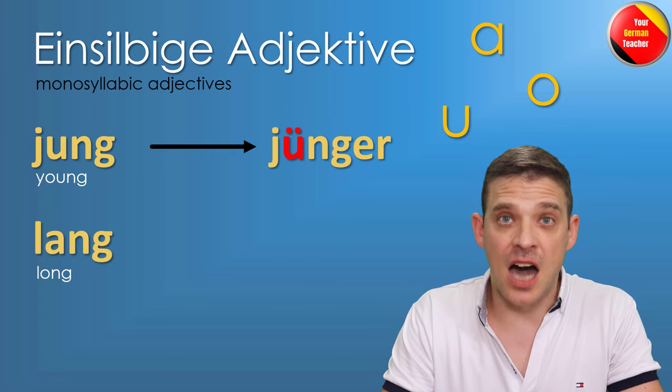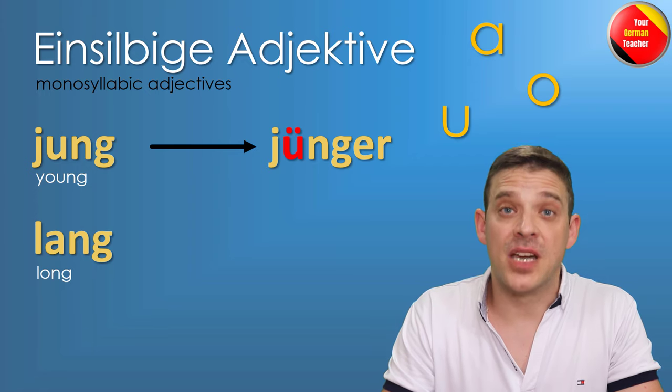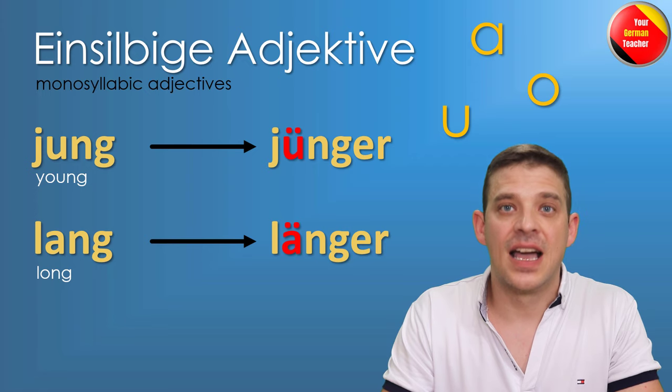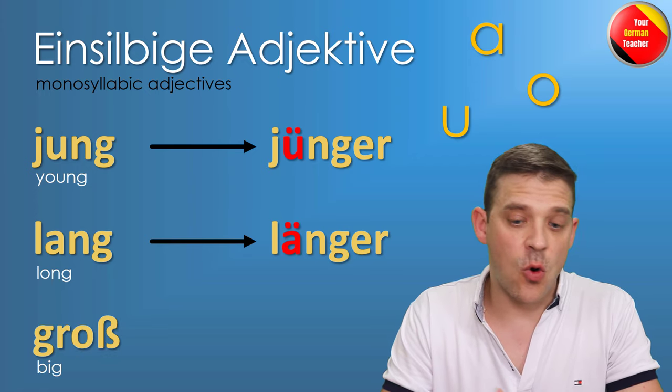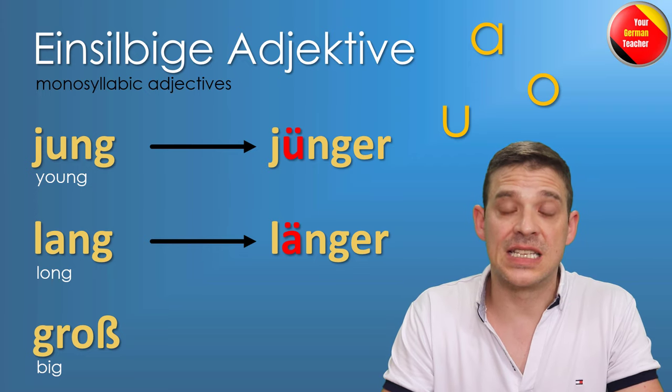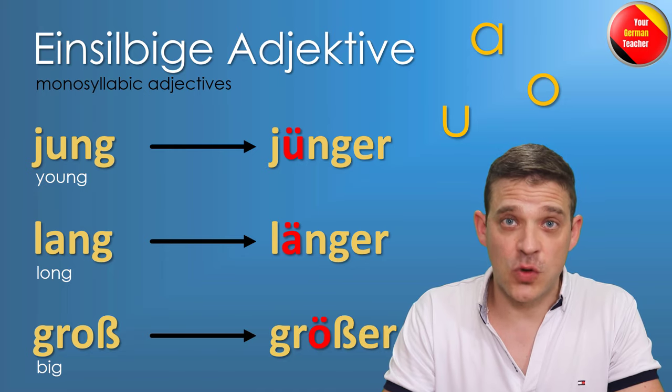Anderes Beispiel, lang. Lang is long. Also this short adjective becomes länger. And one example with O, groß. Groß is big. Groß becomes größer. Größer is bigger.